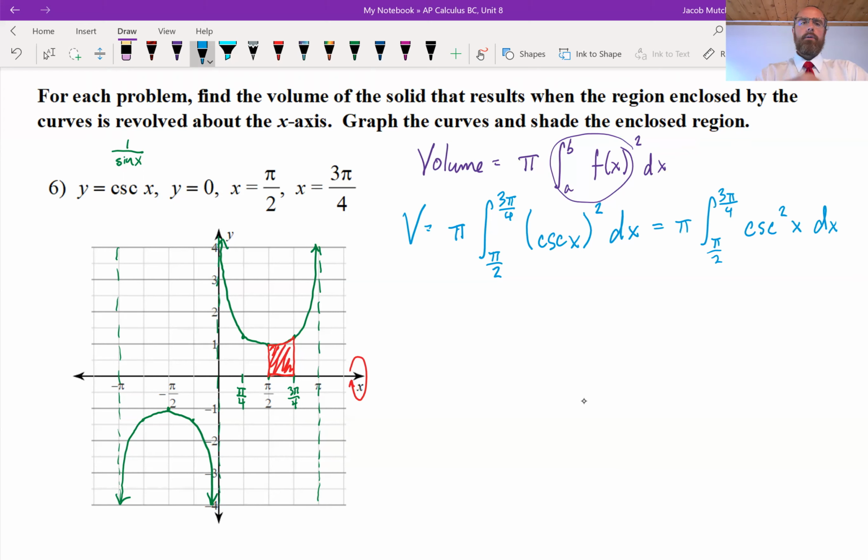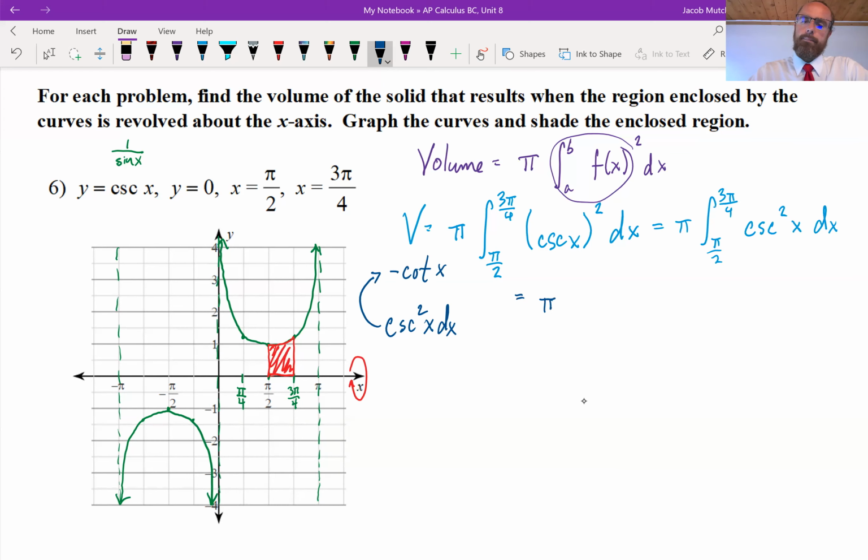Well, when I go to integrate, recall that the antiderivative of cosecant squared is going to be negative cotangent. It's got to be negative cotangent because the derivative of cotangent is negative cosecant squared of x dx. So I've got to include a negative on the antiderivative to cancel the negative that I would see normally in the derivative. Well, that helps us to integrate here.